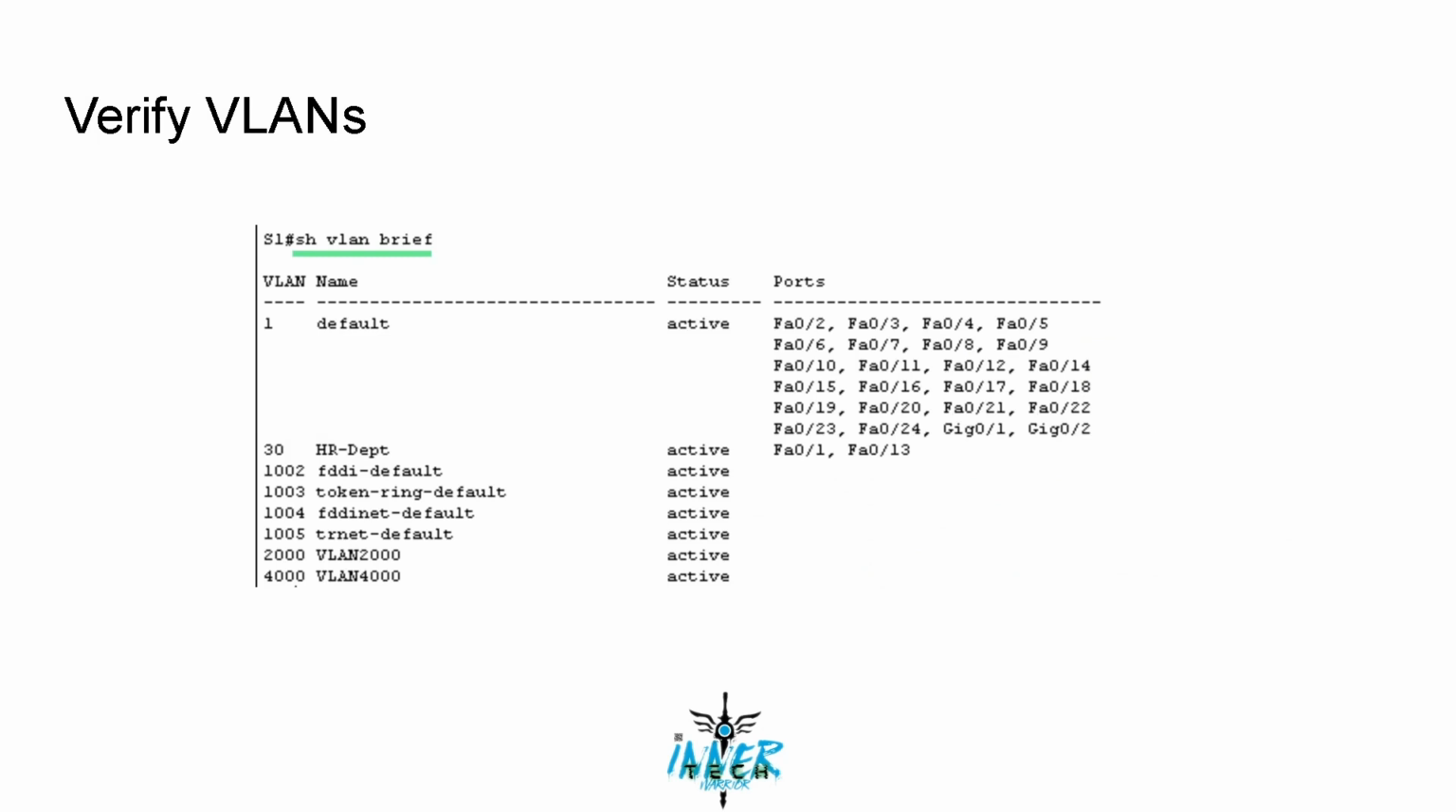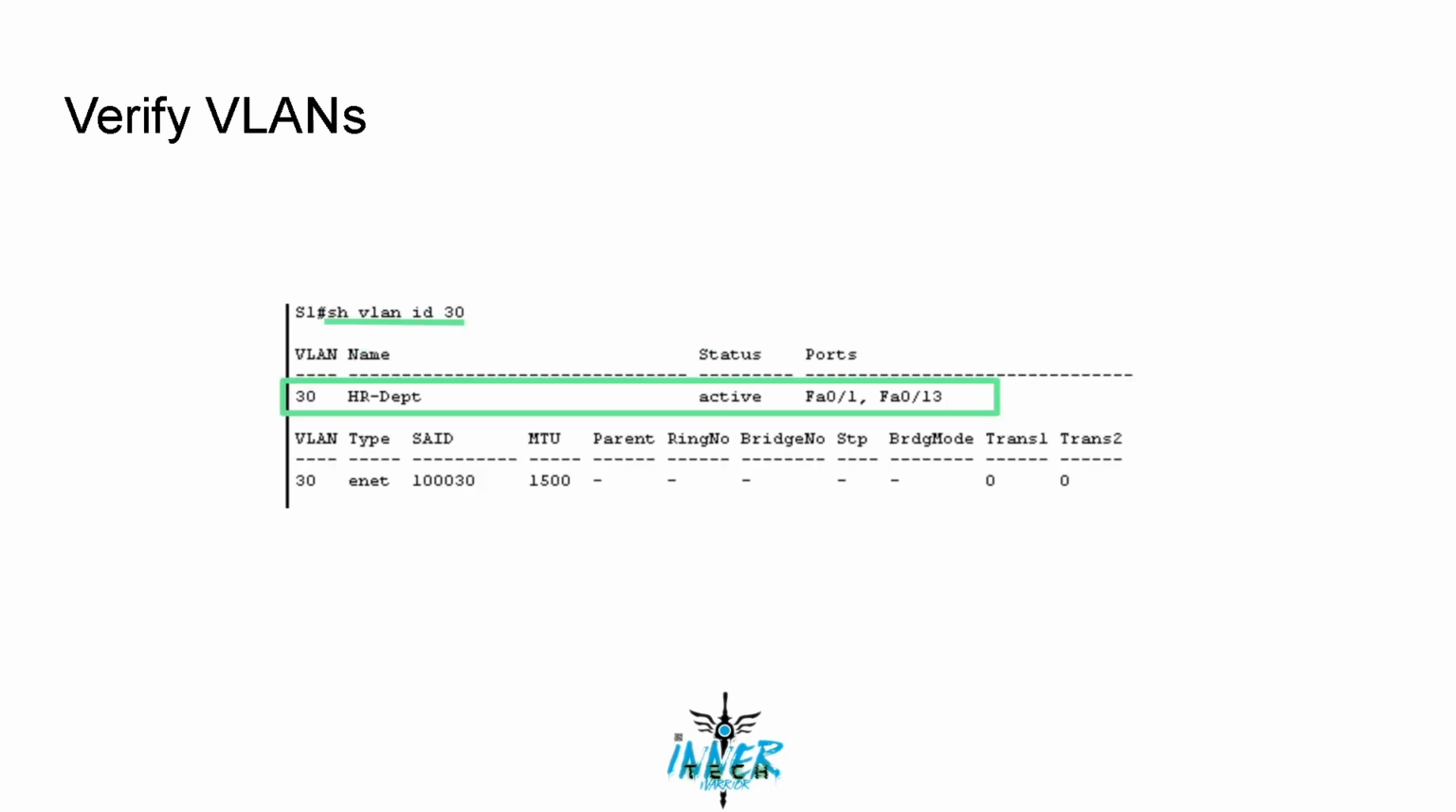To verify the VLANs, let's use the show VLAN brief command to display all the VLAN IDs, names, and port assignments. Notice how we can see VLAN 30 with the same HR-department name we gave it. Also notice how the ports we assigned VLAN 30 are listed on the VLAN 30 line. The default is VLAN 1, which is why all the other ports are part of VLAN 1. We can also use the show VLAN ID 30 command to verify the details of VLAN 30. We're mainly concerned about the status and the ports associated.